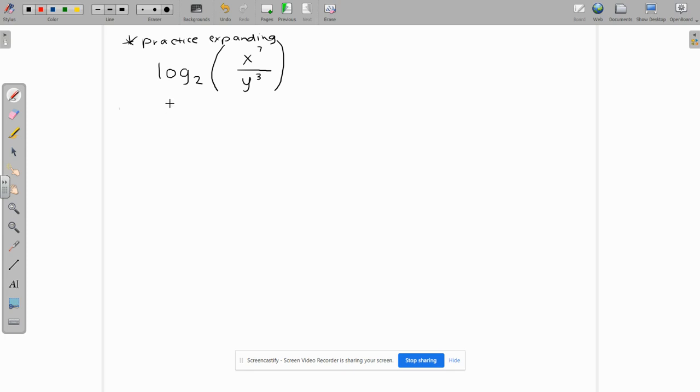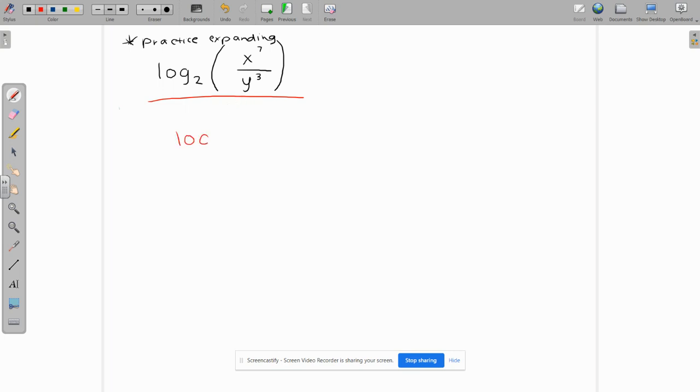All right, so the last thing I want to cover of this part of expanding and condensing logs would be how to expand it. So if I see this log function right here, I see that it's already condensed pretty far. So I'm going to take a look at this, and I'm going to see that I have log base 2 and then x to the 7th divided by y cubed. So right away, I see this division, and I know that I'm going to actually be subtracting my logs because of that division right there.